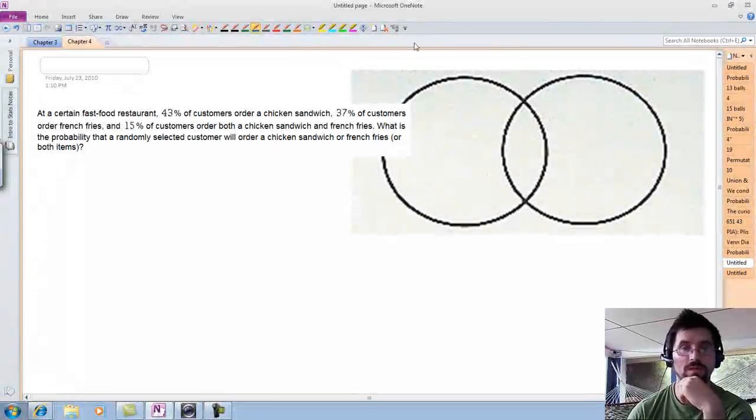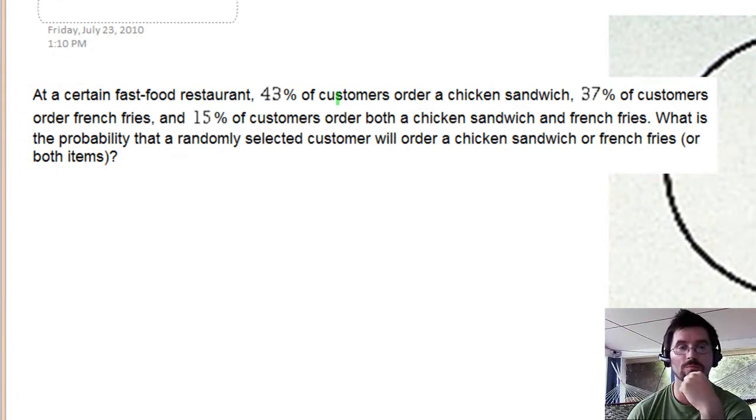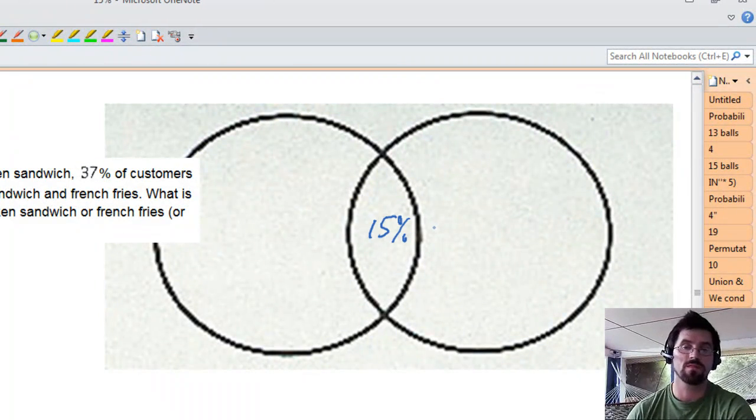All right, so our next problem is, at a certain fast food restaurant, 43% of the customers order a chicken sandwich, 37% of the customers order French fries, and 15% order both a chicken sandwich and French fries. So we always start with the 15% to fill in our Venn diagram. That goes in the center because it is in the intersection, because both.